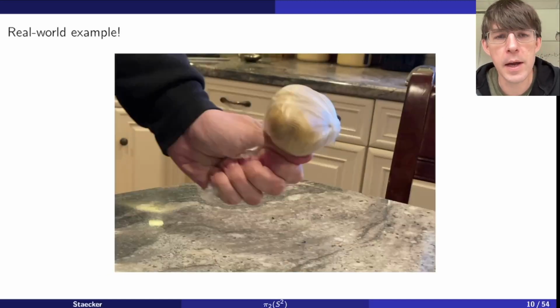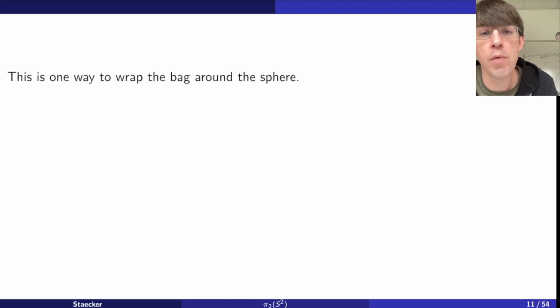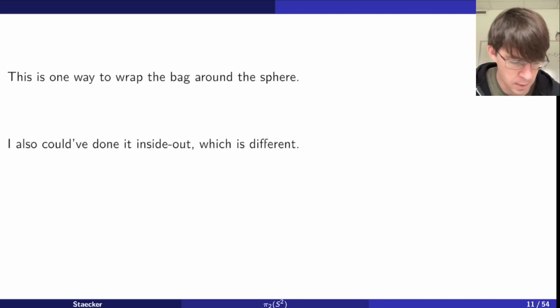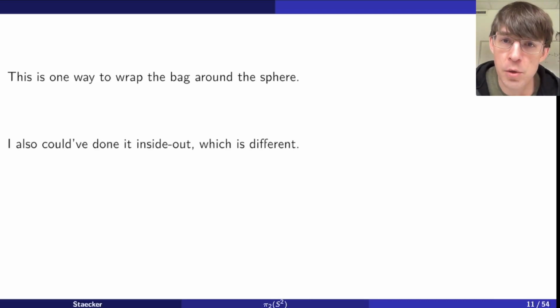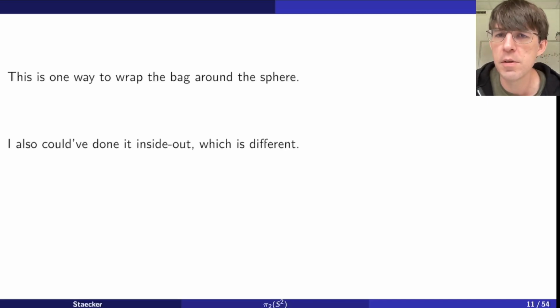There you go. I tried to crunch all the rest of the bag down to a point in my hand there so that it wasn't just hanging over. All right, that's one way that you could wrap the bag around the sphere. I also could have wrapped it up inside out, and according to the definitions of the fundamental group, that counts as being different from wrapping it around the right way. Now the bag I used looks the same inside out and right way around, but if the inside and the outside had two different colors or something, you could tell it's different to wrap it up inside out.